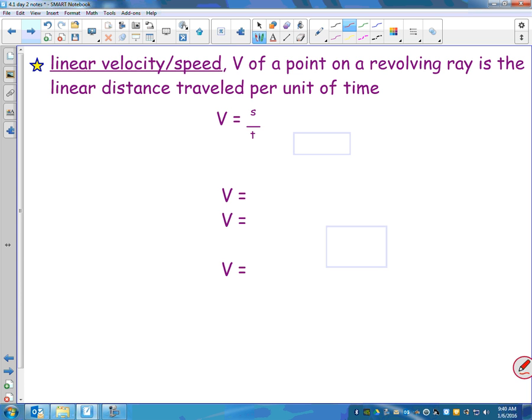So, let's use V here. It says V, a point on a revolving ray, is the linear distance traveled per unit of time. And so it says V equals S over T. S is the same S that we used on the very first slide, which is arc length. And if you remember, our formula for arc length was S equals R times theta.